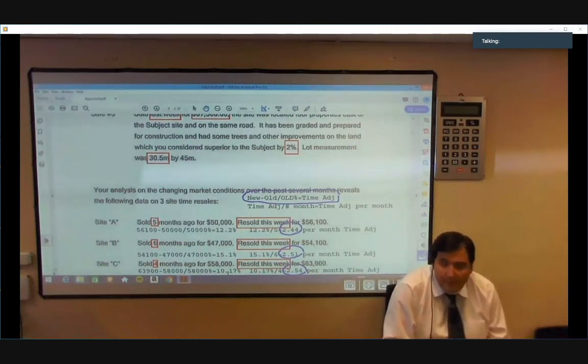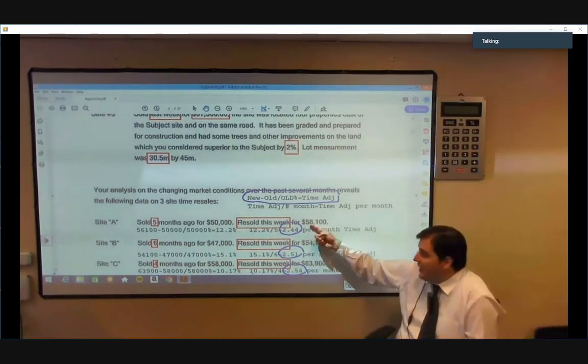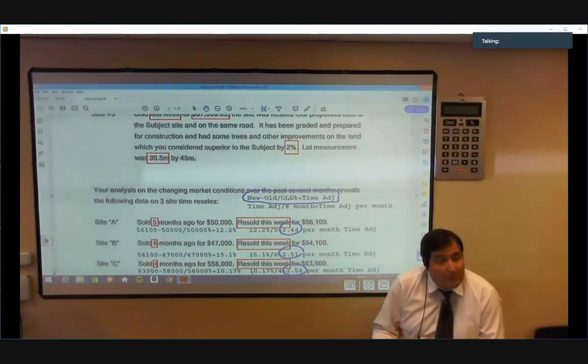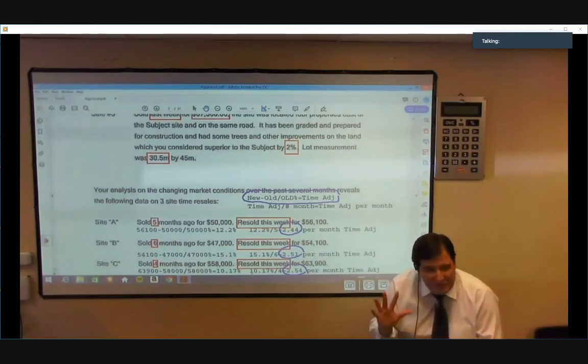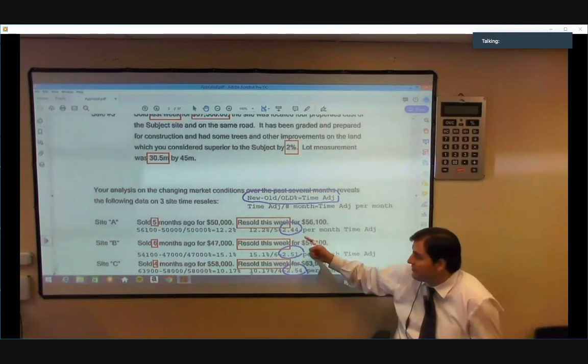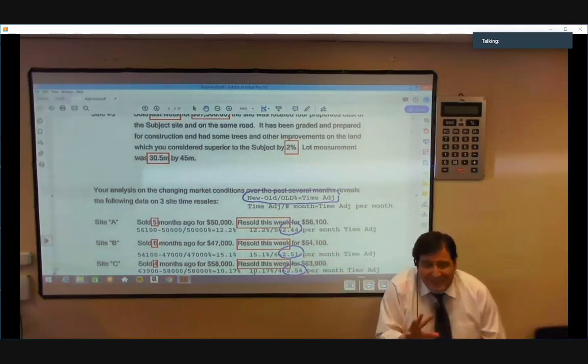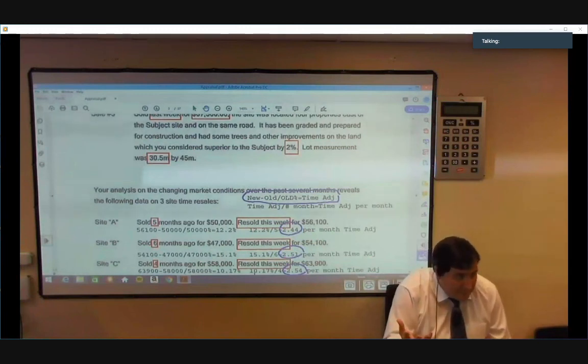You guys with me? Now, in real life, this is it. One house has gone up a little bit more, a little bit less. So I could go and say, okay, in my opinion, the price per month adjustment is roughly 2.5. So this is 2.44, this is 2.51, 2.54, not as an average. In my opinion, I could say the price adjustment is 2.5% per month.